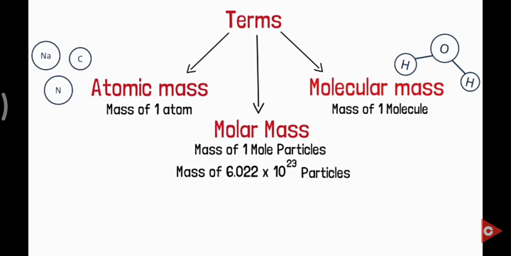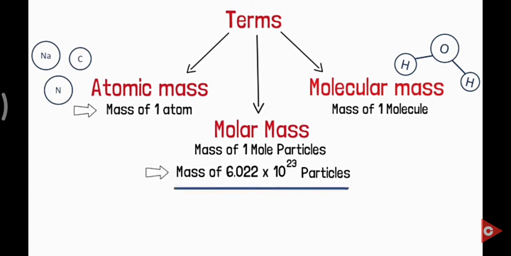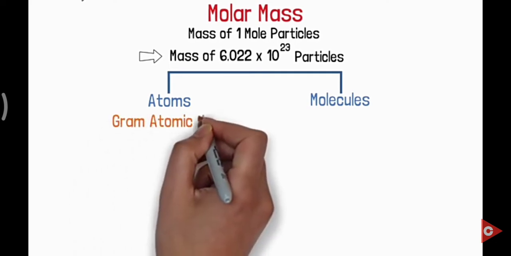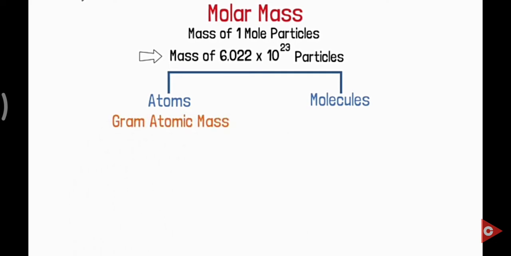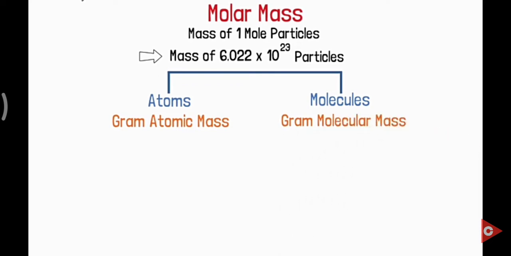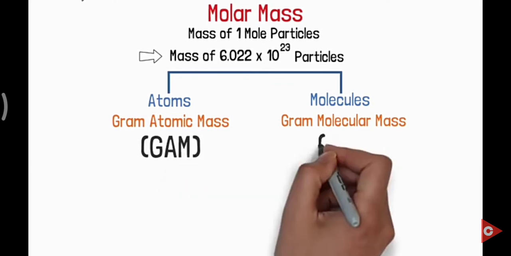Atomic molecular mass is about mass of one particle, while molar mass is about mass of 6.022 into 10 to the power 23 particles. अब ये particles atom भी हो सकते हैं और molecules भी. अगर हम 6.022 into 10 to the power 23 atoms की बात कर रहे हैं, तो इसके mass को हम कहेंगे gram atomic mass. और अगर हम 6.022 into 10 to the power 23 molecules की बात करें, then it will be gram molecular mass. So molar mass की दो categories हैं. First, gram atomic mass, which is abbreviated as GAM, and another is gram molecular mass, which is abbreviated as GMM.